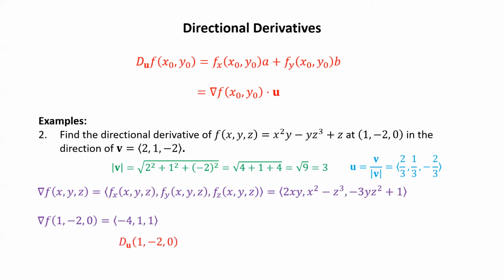Now, to get the directional derivative of the function in the direction of u, we once again take the gradient of f at 1, -2, 0, and we dot it with the unit vector u that we just found to get -4, 1, 1, dot 2/3, 1/3, -2/3. And that comes out to -8 plus 1 minus 2 all over 3, which is -10 plus 1 or -9 over 3 or -3.